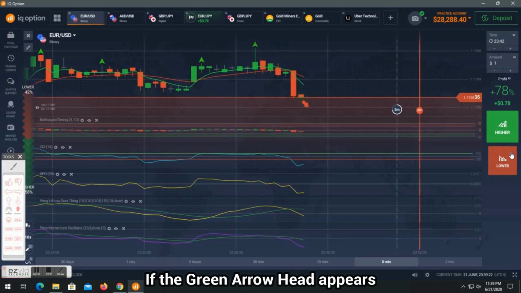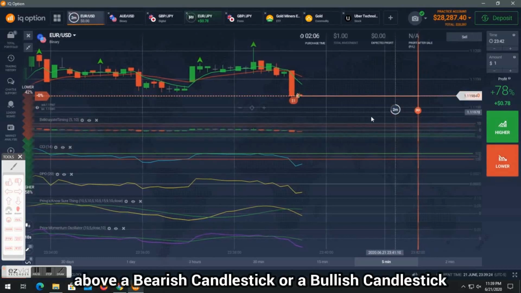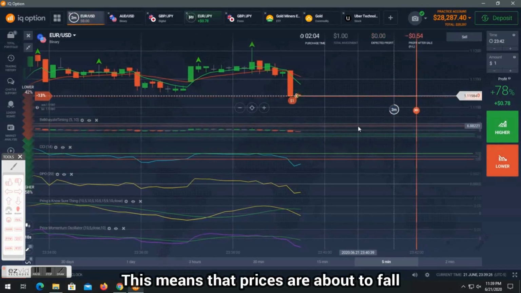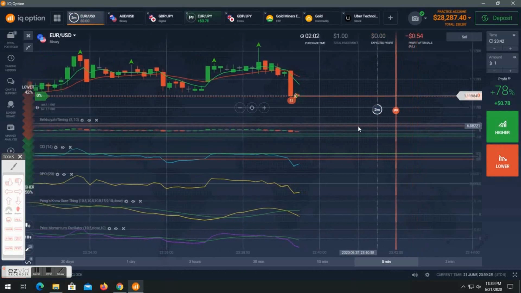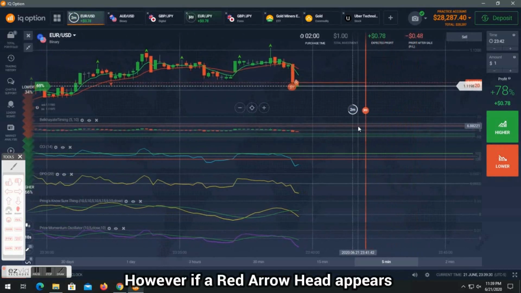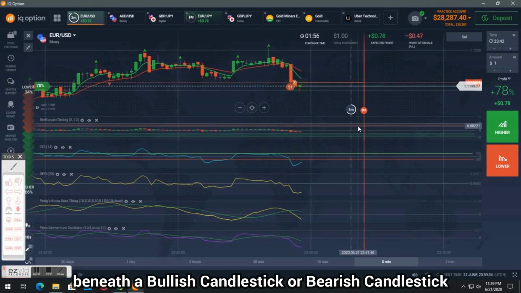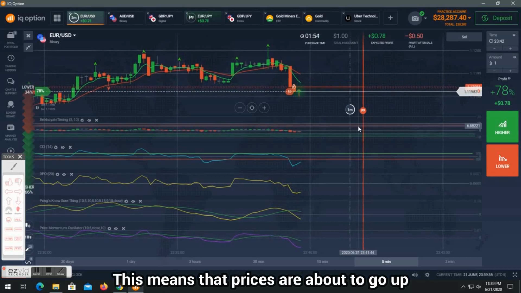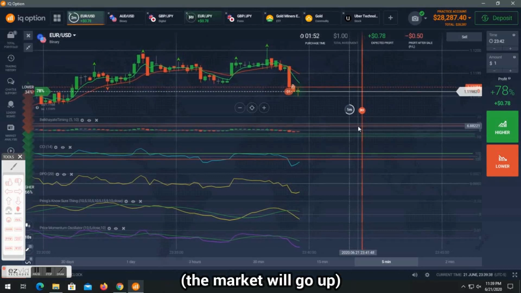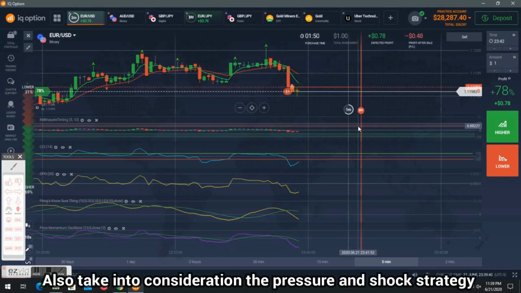Note: if the green arrowhead appears above a bearish candlestick or a bullish candlestick, this means that prices are about to fall. The market will head down. However, if a red arrowhead appears beneath a bullish candlestick or bearish candlestick, this means that prices are about to go up. The market will go up.